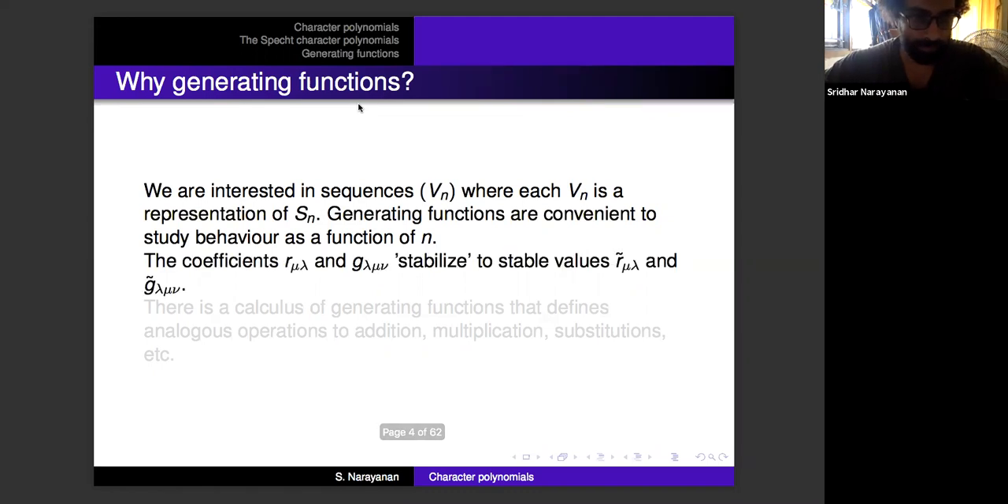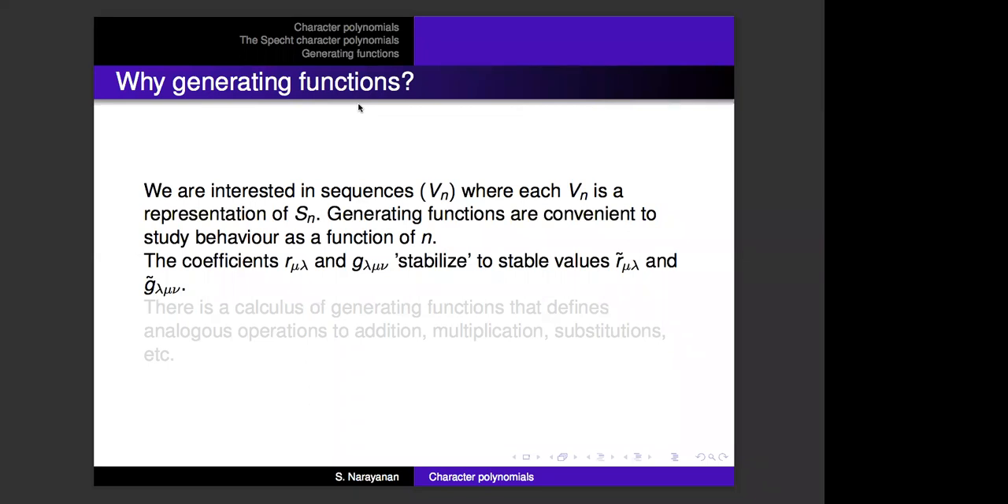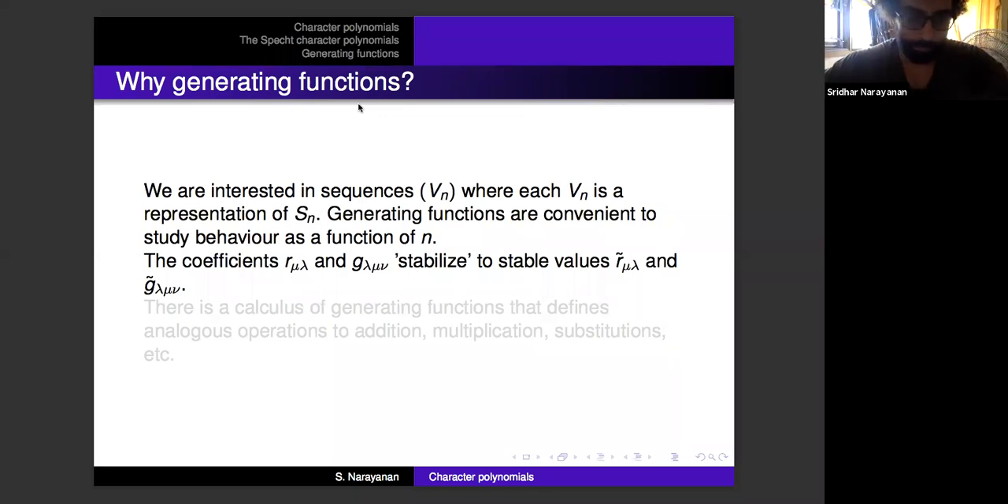Also, these coefficients that I just mentioned, the restriction coefficients and the Kronecker coefficients, these values stabilize for large enough n. We'll discuss what large enough means in a while. This behavior was observed for the restriction coefficients by Littlewood and for the Kronecker coefficients by Murnaghan. So we are interested in these stability behaviors, and it's easy to get this kind of stable information from the generating function just by manipulating or setting some values equal to one, etc.